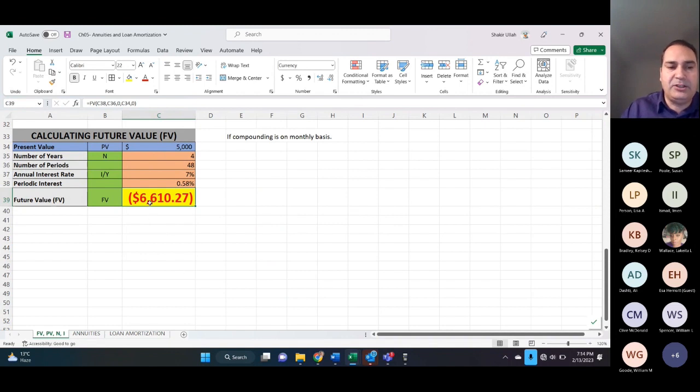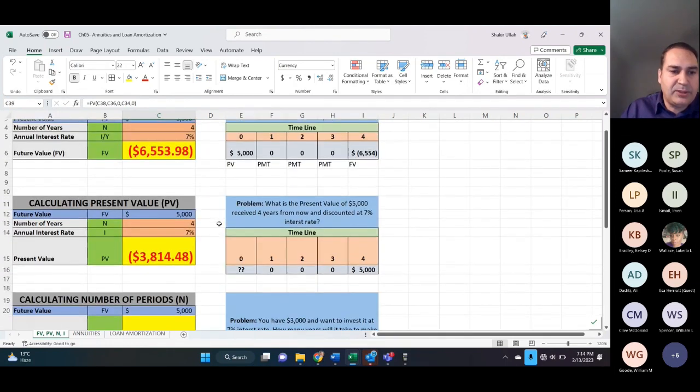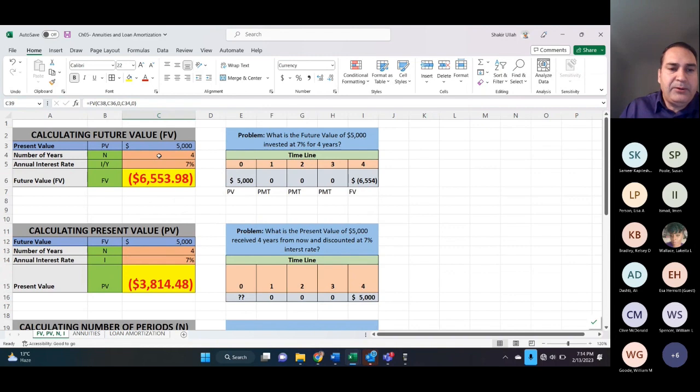You enter, you get your value. So that comes out to be $6,610. So the future value is this. You see now, let's look at the difference. What difference does it make? If the compounding was done on an annual basis, our future value was 6,553. So it means if we borrowed 5,000, we would be returning almost 6,554, right?